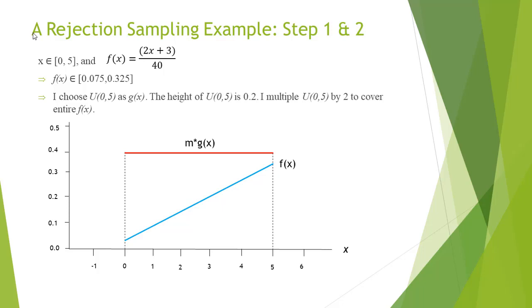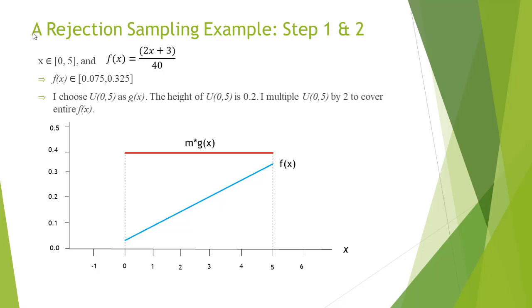First, I want to calculate the possible values of f(x) because I need to identify an envelope distribution. And the envelope distribution should be greater than every value of f(x). That's why I need to identify the minimum value and the maximum value of f(x) first. It's very easy to identify, right? Basically, you bring x into f(x). And then we find out f(x) is between 0.075 and 0.325. The maximum value of f(x) is 0.325. In other words, we must find an envelope distribution that is always greater than 0.325.